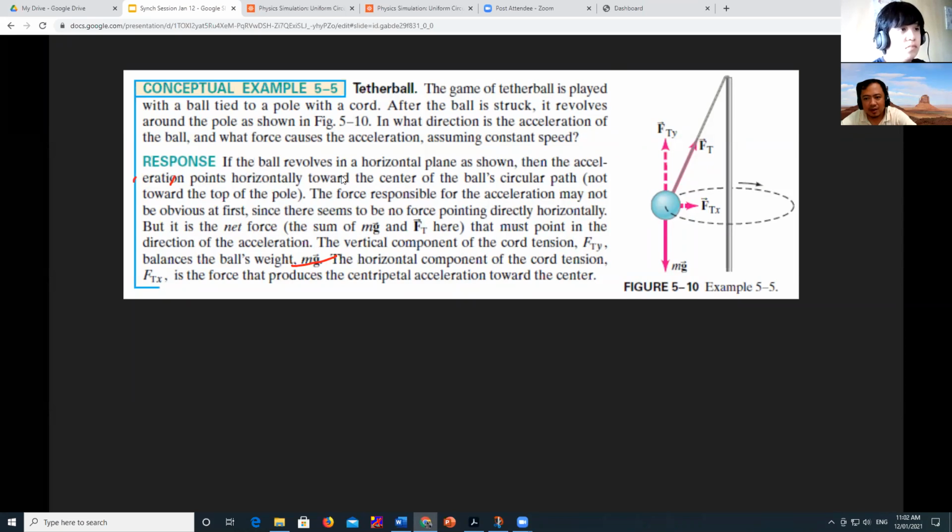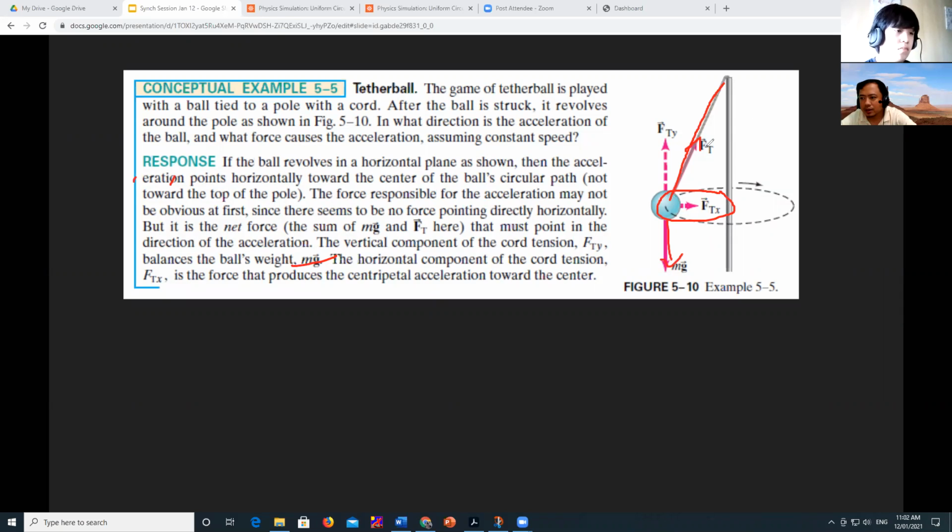So response, if the ball revolves in a horizontal plane as shown, kini horizontal mani, the acceleration points horizontally towards the center as we all know, kini. Towards the center. And take note, tetherball man siya. So, dili siya ang iyang tension paana man. So, how come ma-center siya? So, take note, there is still weight. Di ba? There is still weight here.